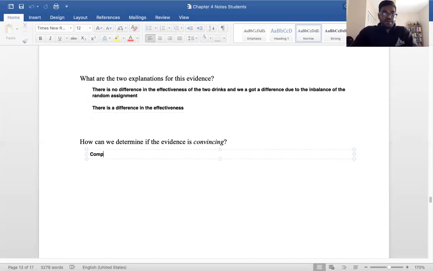Okay, so now we compare. How can we determine if evidence is convincing? We compare the observed difference in means with what could happen by chance alone.